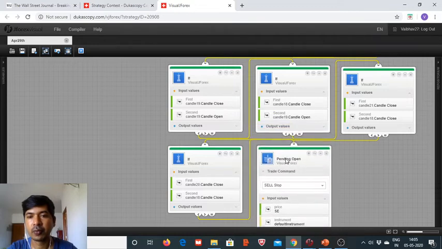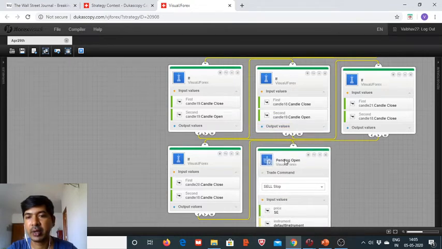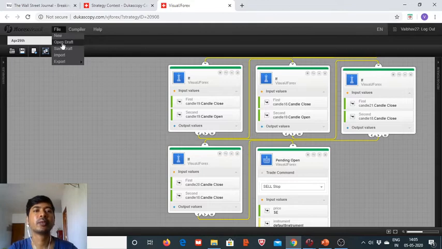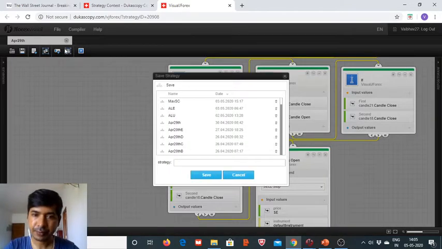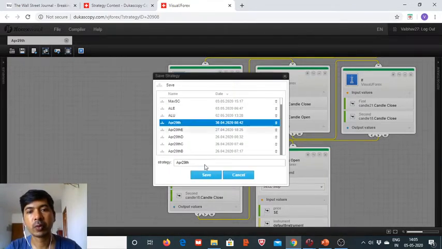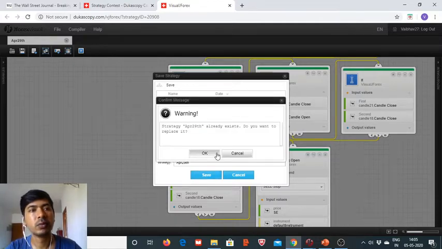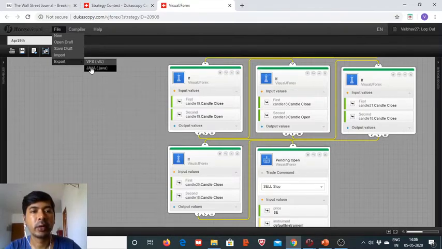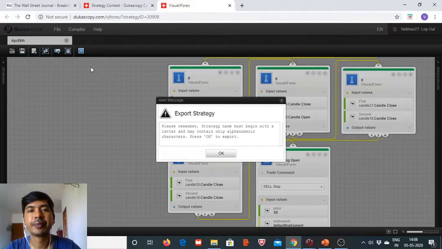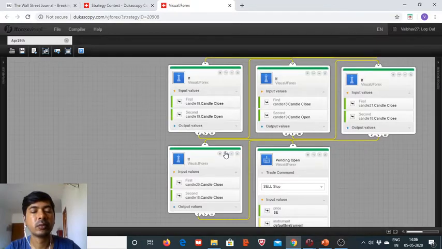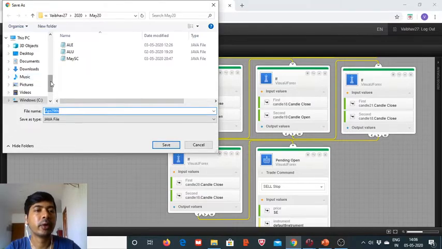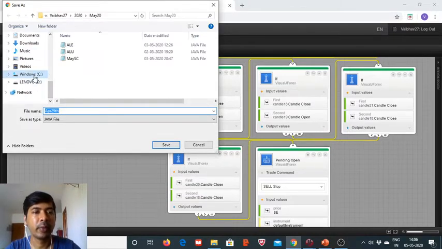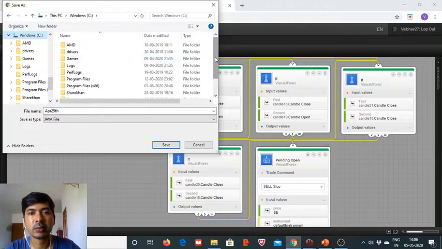Now we save the file and we export it. Okay, good. Now we export it in Java format to our demo account, and there we will test it for a couple of minutes.